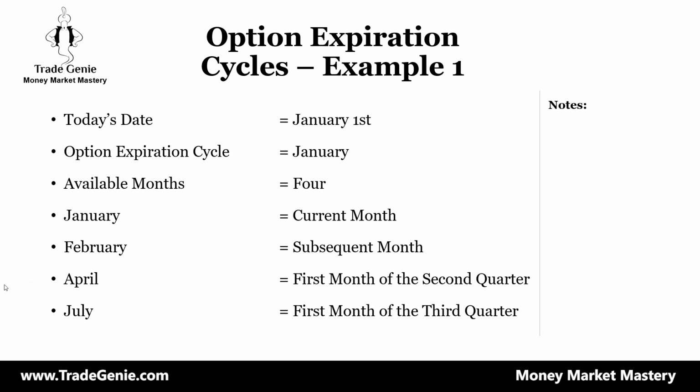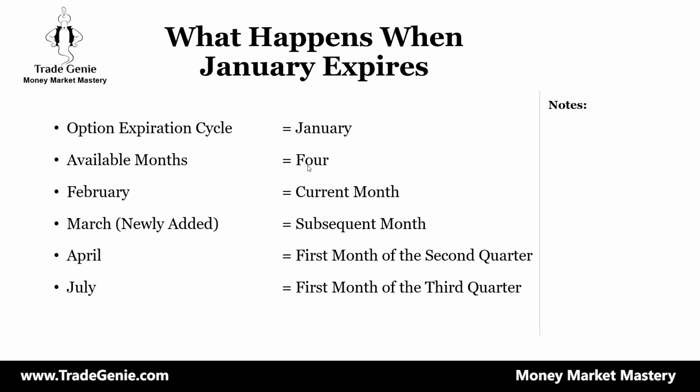Before, we had January and February, and April and July. If January goes away, then we have February, and then 1 month is added as the subsequent month, which will be March. So as soon as January expiry hits, we get another month added. If it's the last day of the option expiration cycle, say January 20th, you may decide February is too close and you don't want to buy February options, while April and July are far. So you may want to wait for the March option to be listed, and then buy it. March is newly added because we need to have 4 months. So now we have February, March, April, and July when January expires.